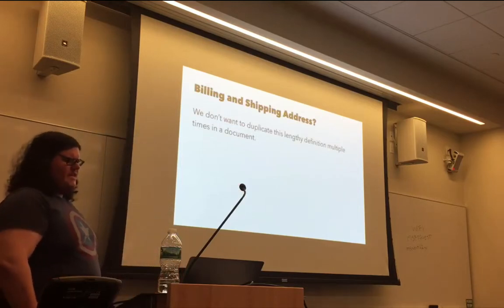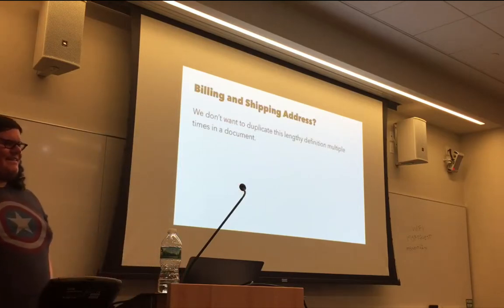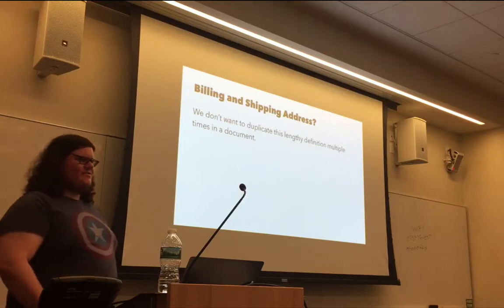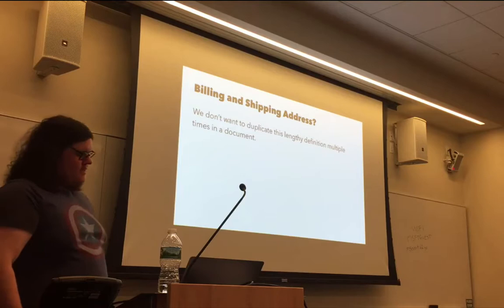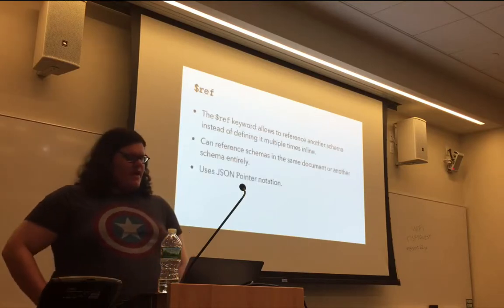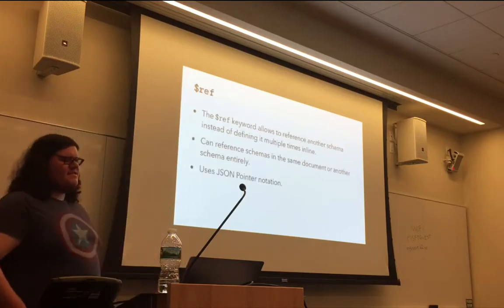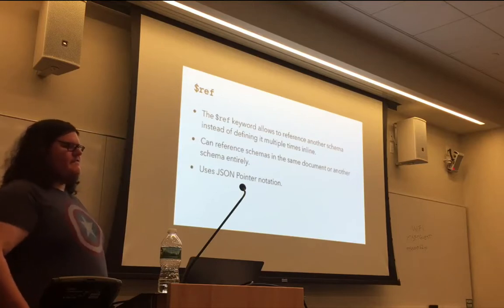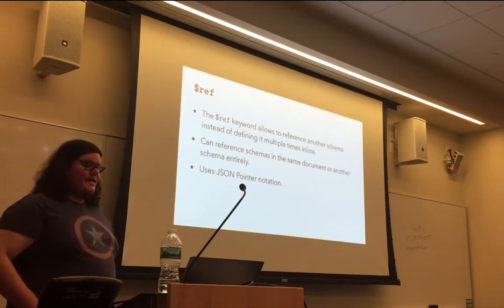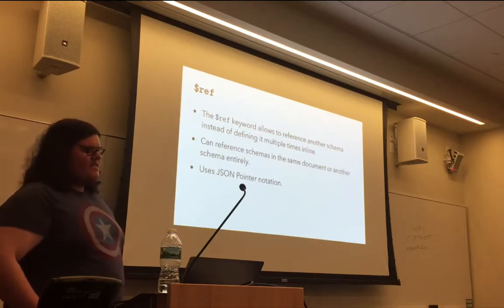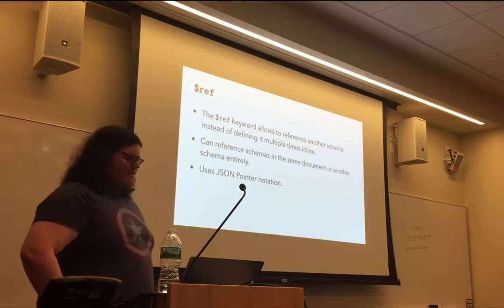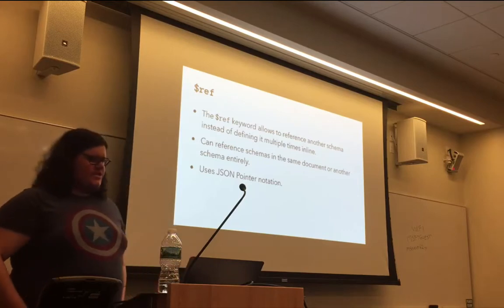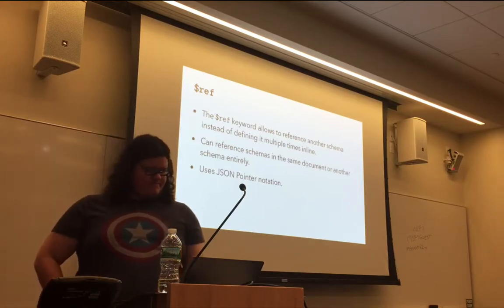So what about billing and shipping address? This is already a lengthy schema. We don't want to include it two, three, multiple times inside another JSON schema. To accomplish this, we can use something called the ref keyword, $ref. This allows us to reference another schema instead of defining it again as a duplicate inline. We can reference schemas that exist in the same document or in another document entirely. This uses what's called JSON pointer notation, which we'll cover in a minute.